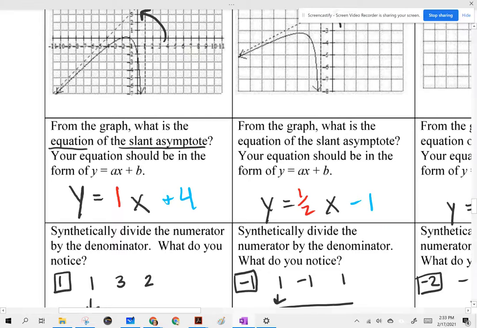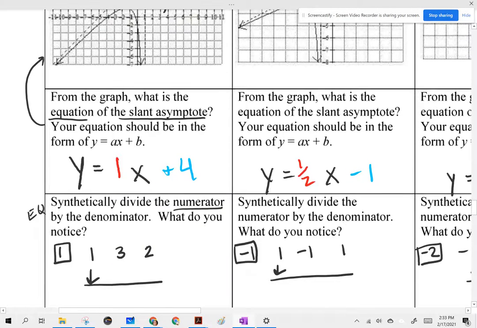All right, so now it says synthetically divide the numerator. So this one was from the graphical perspective, and now we're going to go from the equation. We're going to take the numerator and divide it by the denominator. I've kind of already set this up. And then it says, what do you notice? So let's just go ahead and synthetically divide.